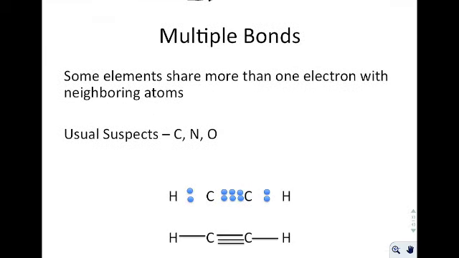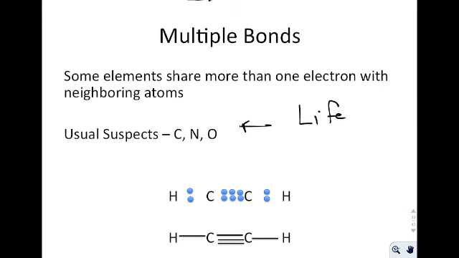So atoms can be bonded by more than one pair of electrons, and we call that multiple bonds. Now, whenever you're looking for multiple bonds, the usual suspects are carbon, nitrogen, and oxygen. Not coincidentally, those are the ones that tend to be involved in life. The flexibility in being able to form multiple bonds has kind of led to the development of life based around these three molecules.